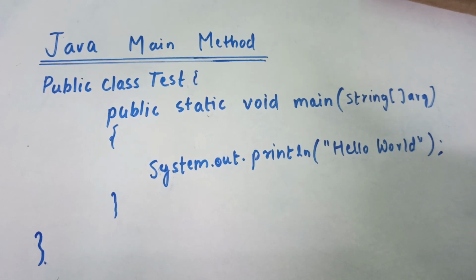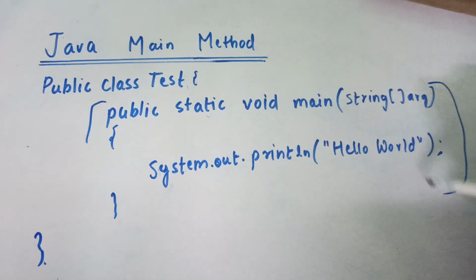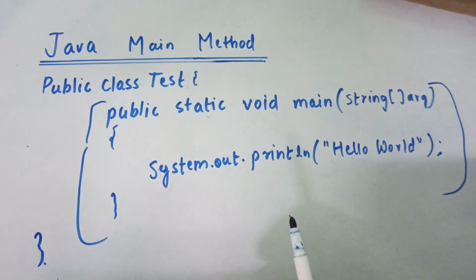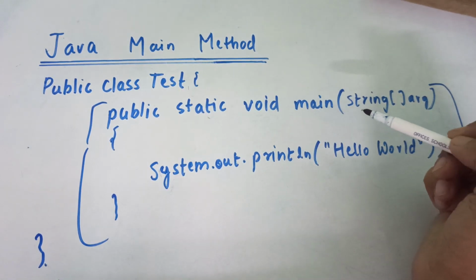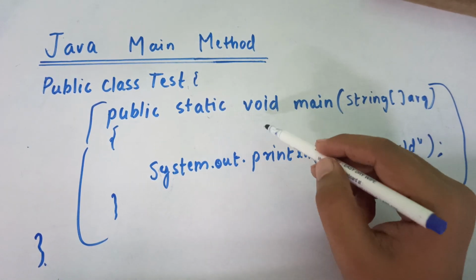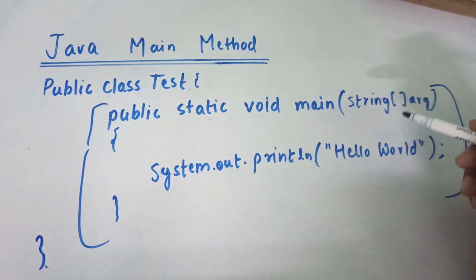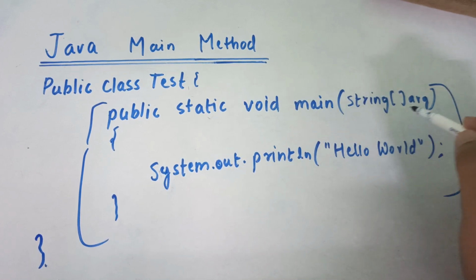So the main method is basically this part. This is the main method of any Java program. First of all, we'll talk about the syntax of the main method, what can be changed and what cannot be changed, and what is the meaning of each keyword.